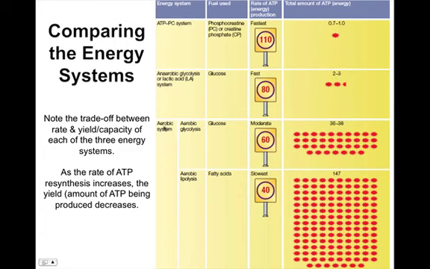If you compare those two to the aerobic system, you can see that the aerobic system itself produces so much more ATP. Therefore, it has the greatest capacity to produce ATP, but the problem being that it is the slowest. Okay, it has the slowest rate.